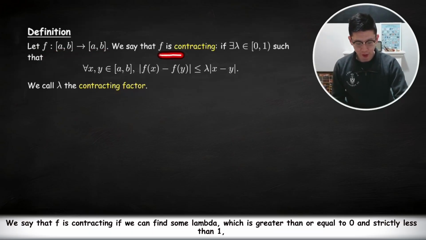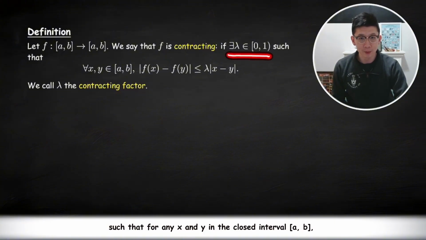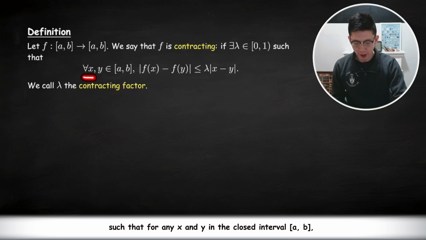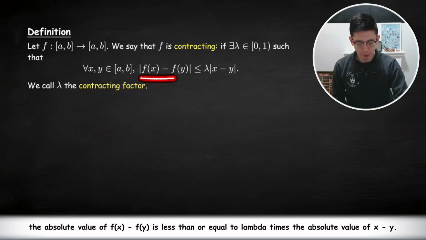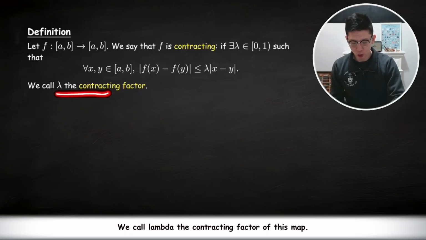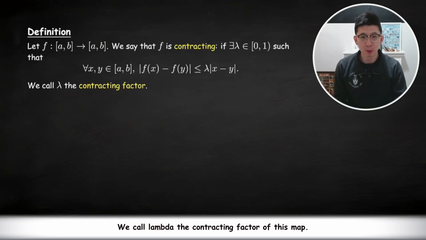We say that f is contracting if we can find some lambda which is greater than or equal to 0 and strictly less than 1, such that for any x and y in the closed interval [a, b], the absolute value of f(x) minus f(y) is less than or equal to lambda times the absolute value of x minus y. We call lambda the contracting factor of this map.